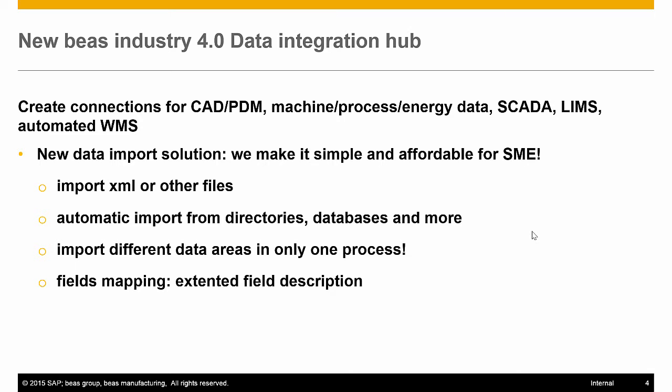You can automatically import data from directories, databases, and more sources. You can also import different data areas in only one process. For example, you can import the bill of material of an item, but also the routing and some other information. It's different data, but in one unique process it can be imported. And there is field mapping with extended field descriptions.